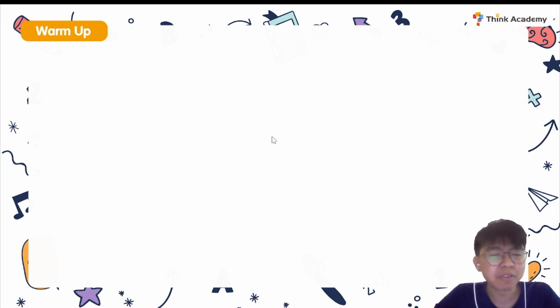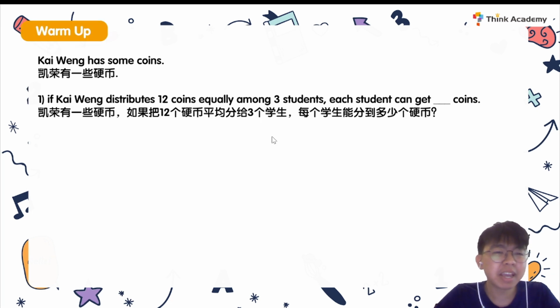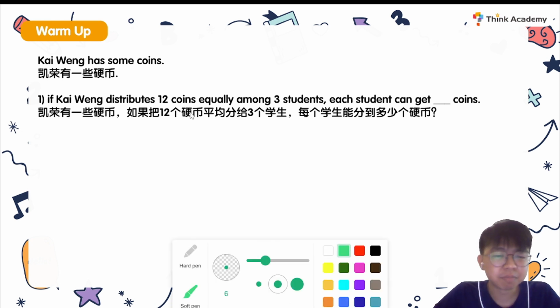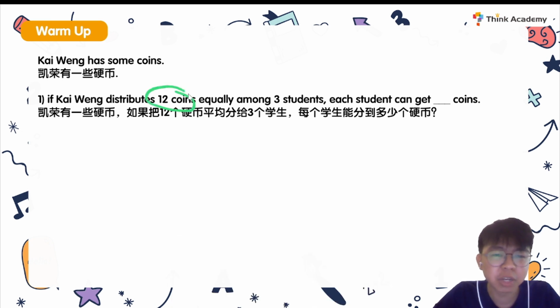So let's start with our questions. Now, if Kaiwing has some coins here, and I want to distribute 12 coins equally among 3 of you, how many coins can each of you get? You can see the important keywords here, right? 12 coins, and we need to divide them equally among 3 of you.